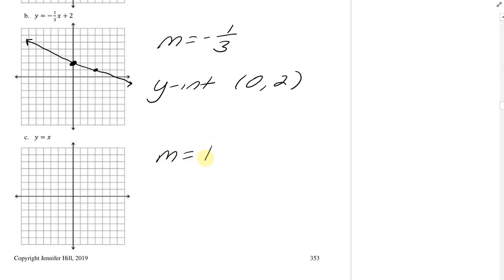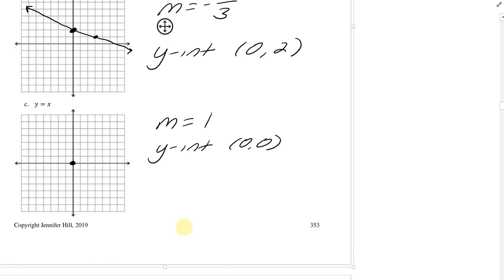So we already talked about this one. So here we already said my slope was 1, and we talked about that my y-intercept was 0, 0. So I'm actually just going to start here at the origin, and then I'm going to go up 1 over 1, up 1 over 1. I'm going to just draw 3 points just to make me a little more sure of myself. And so that's kind of the idea behind this.